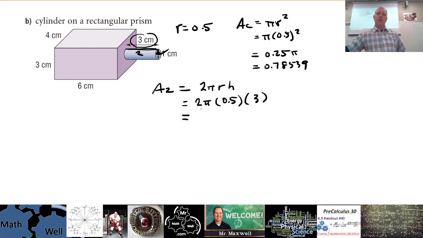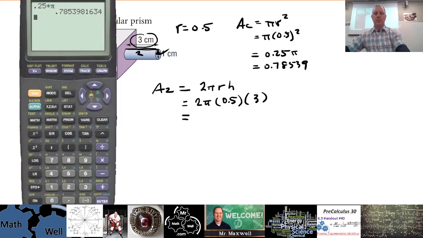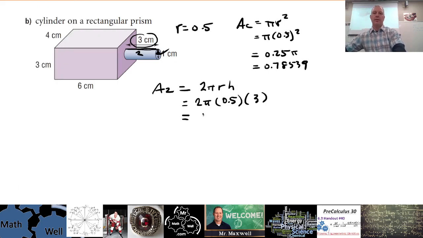Okay, so 2 times 0.5 is 1, times 3 is 3 pi, so let's just do 3 pi in our calculator. 3 pi, 9.425 or so. Okay, so that's great. We'll use this number. And now I have to look at the rectangles. So I'm going to do the rectangles in blue here.